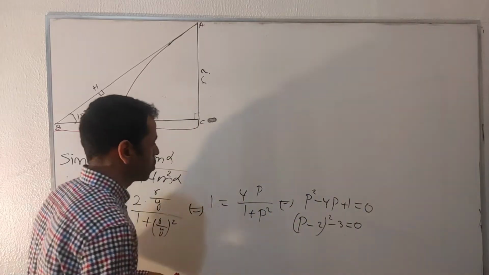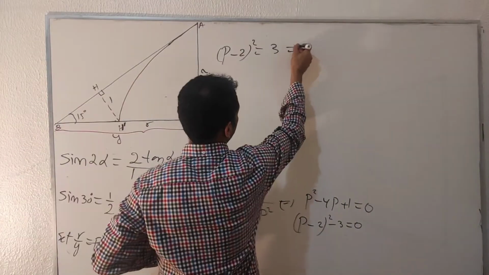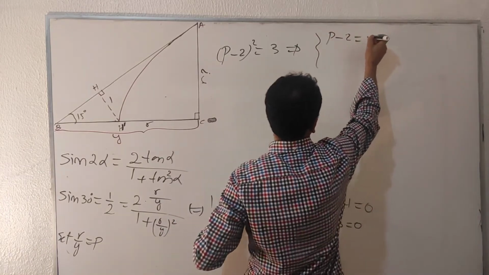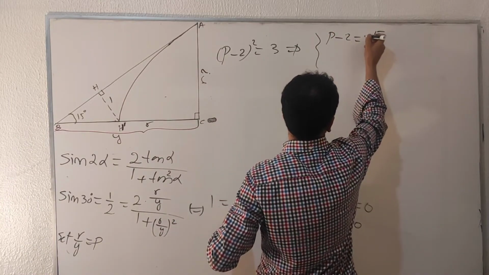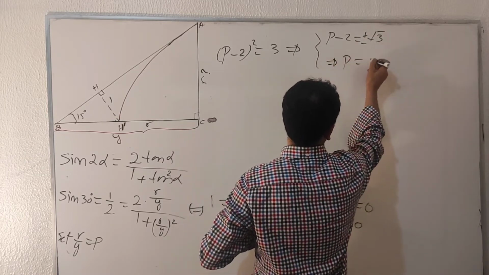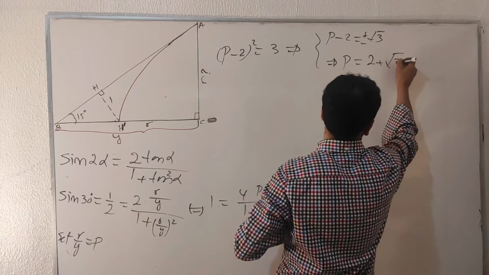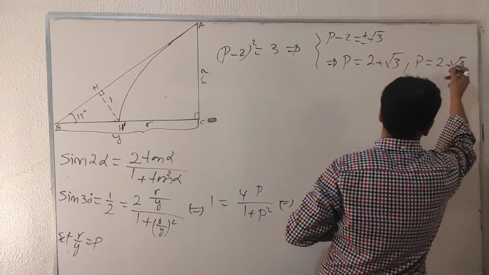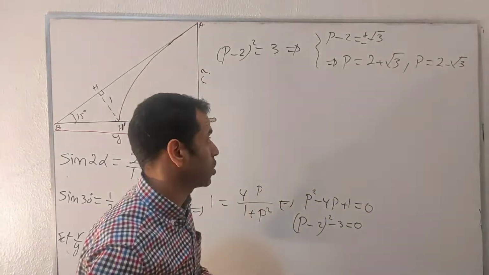I'm going to bring this to the other side at the top here, so I will have two solutions. I will have p minus 2 equals plus or minus square root of 3. So this gives p equals 2 plus square root of 3, or p equals 2 minus square root of 3. Which one is our choice here?